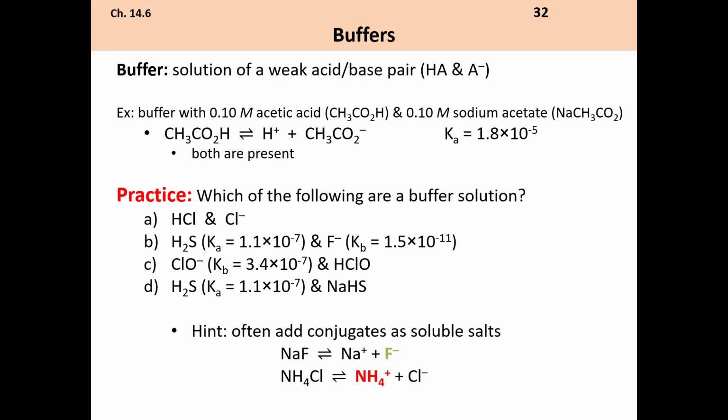How about B? No. B is not, even though H2S is a weak acid and F minus is a weak base, but they have to be a conjugate pair. Okay? All right. C. ClO minus is a weak base, and therefore HClO is its conjugate acid. So this one is a buffer.